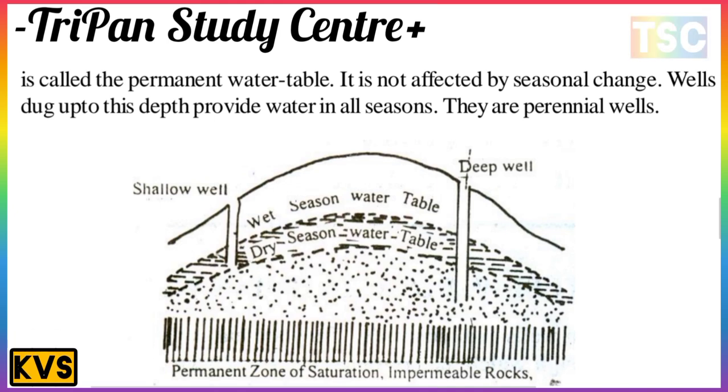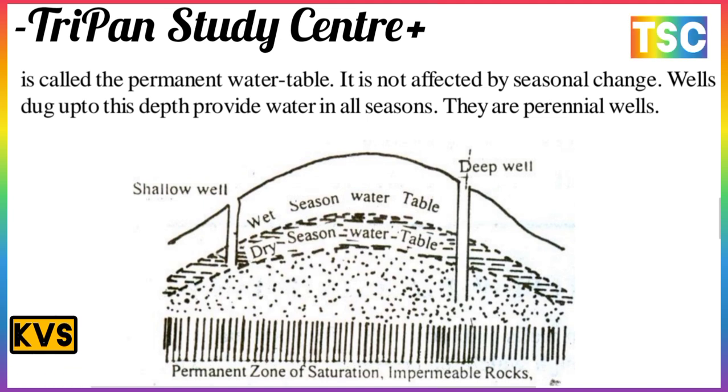It is not affected by seasonal change. Wells dug up to this depth provide water in all seasons. There is a permeable bed. Here is the diagram of the permanent water table, showing the shallow wells and deep well, the wet season water table and dry season water table, the permanent zone of saturation, and impermeable rock.